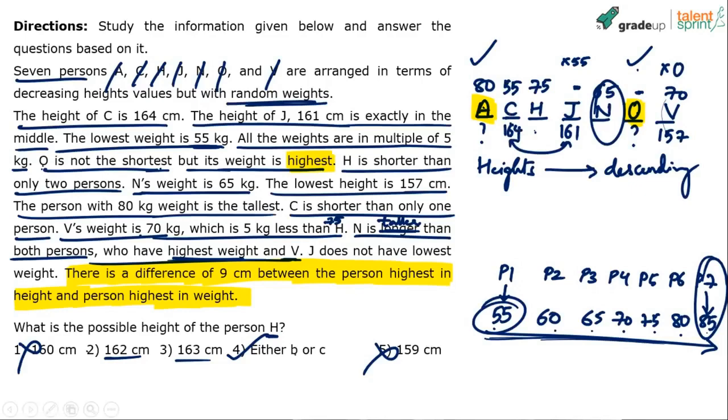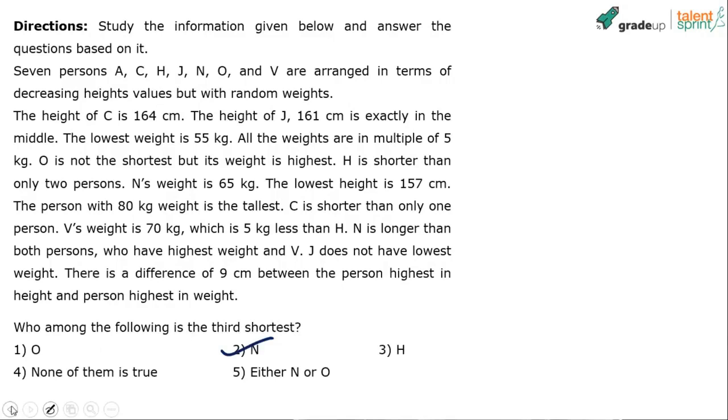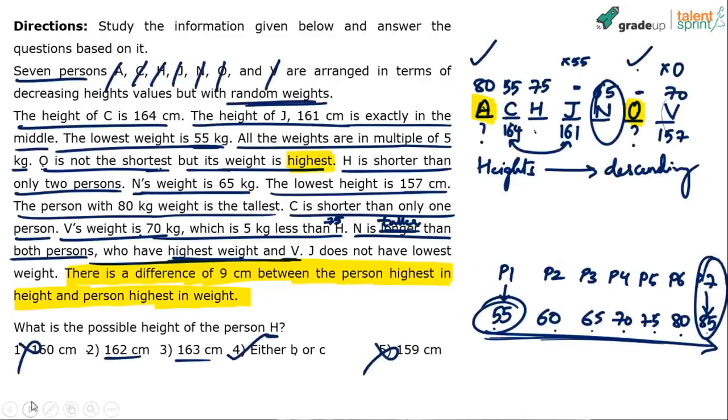Should it be J or A? Which among the following has the second highest weight? What do you guys think? Who has got the second highest weight? I think there's some confusion here.